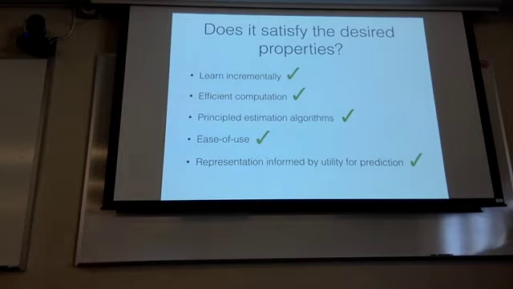Okay, so we can come back to our questions. Does it satisfy all the properties that we wanted it to satisfy? We can learn incrementally. Again, we have efficient computation. We still have principled estimation. I'd say it's even easier to use now because once we learn this forward model, it's much easier to do prediction. We just have some inputs, we apply our forward model. We both learned our W and our D, but when it comes to estimation, when it comes to prediction, we just need to apply our W to our F times X. And finally, we also have representations that are informed by the utility for prediction.